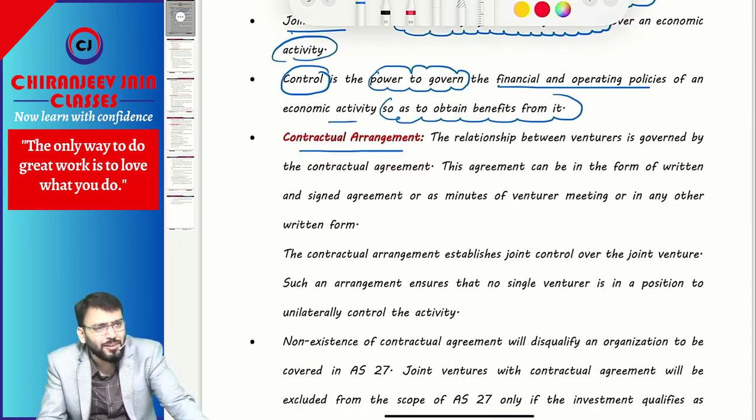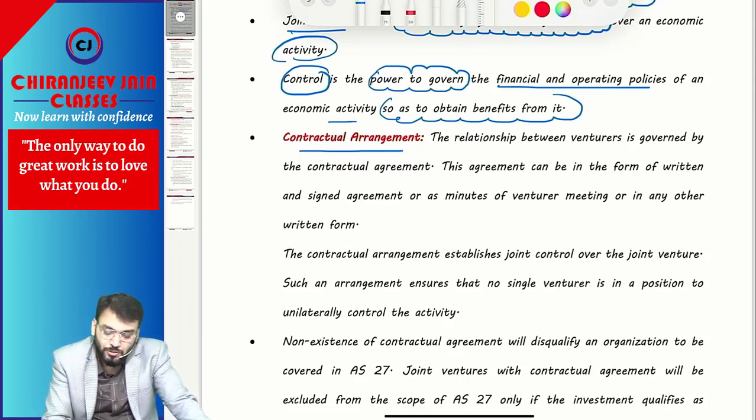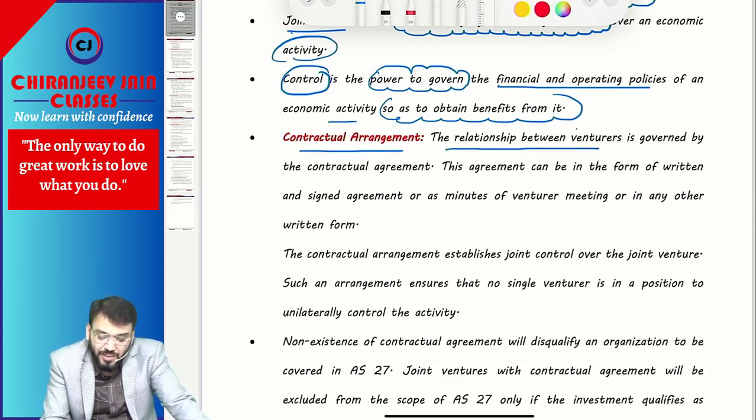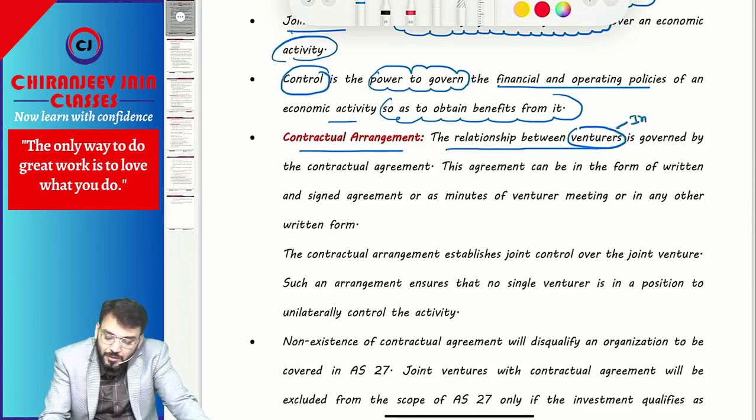Contractual agreement means contract. Contract can be oral, written, expressed, implied. But normally in this case, can I say a written agreement is required? Written agreement is required, but it does not mean it cannot be oral. It can be oral also. So the relationship between venturers, venturer means investor, is governed by the contractual agreement.